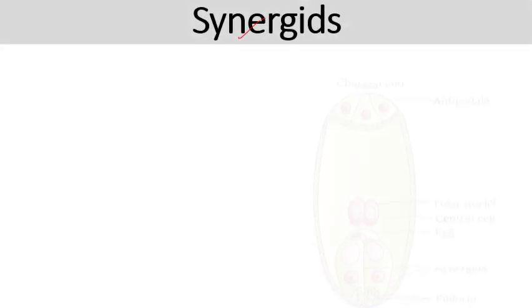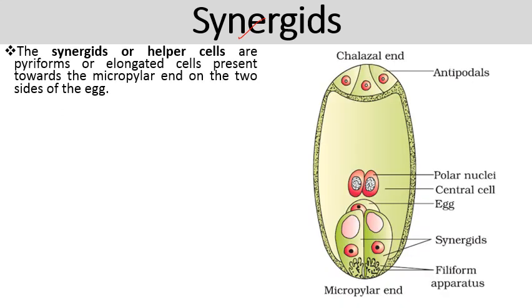Next comes Synergids. So the Synergids are also known as helper cells. इन्हें helper cell भी कहते हैं because ये guide करते हैं pollen tube को towards egg, जिससे कि एक मेल गैमेट फ्यूज करता है egg के साथ, and they also provide an area for the discharge of pollen tube material. So these cells are pyriform.